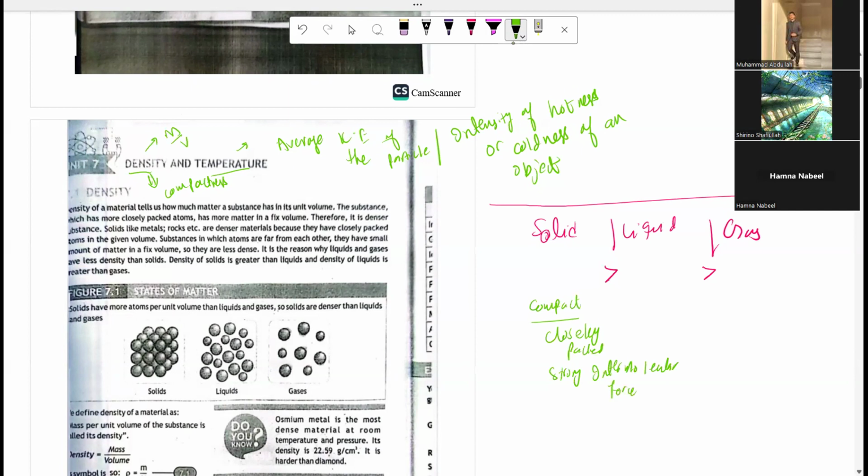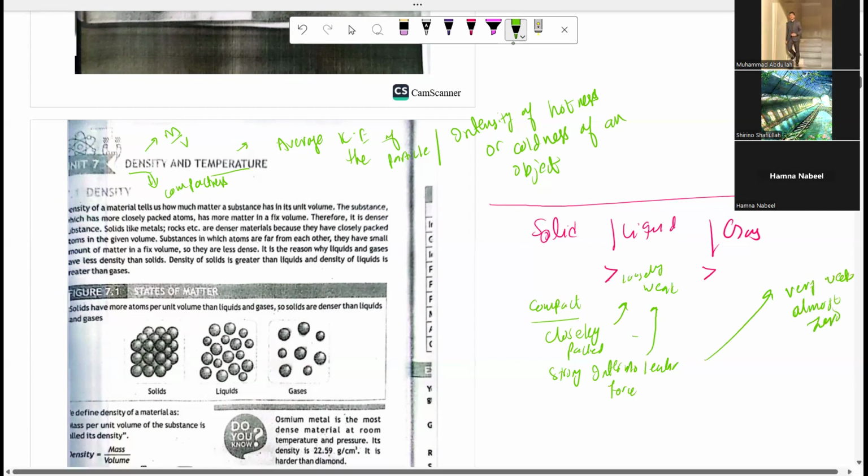in the case of solids, and then these forces weaken for liquid and gas. When it comes to liquid, they are loosely packed and their intermolecular forces are a bit weak, so their density decreases. And when it comes to gas, intermolecular forces are very weak to almost zero. And packing is almost nothing, they are further apart.